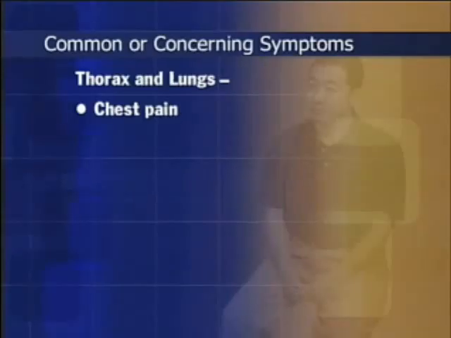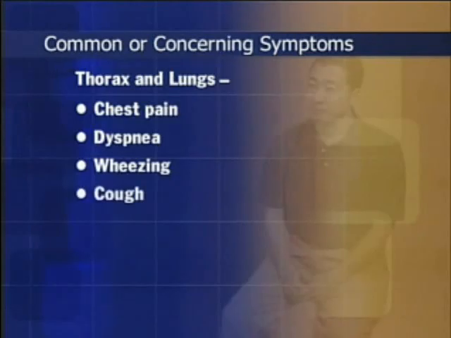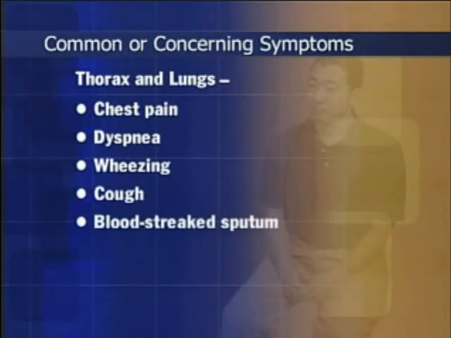Common or concerning symptoms relating to the thorax and lungs include chest pain, dyspnea, wheezing, cough, and blood-streaked sputum. By eliciting the patient's concerns before the examination, you prepare for an examination that is efficient and productive.